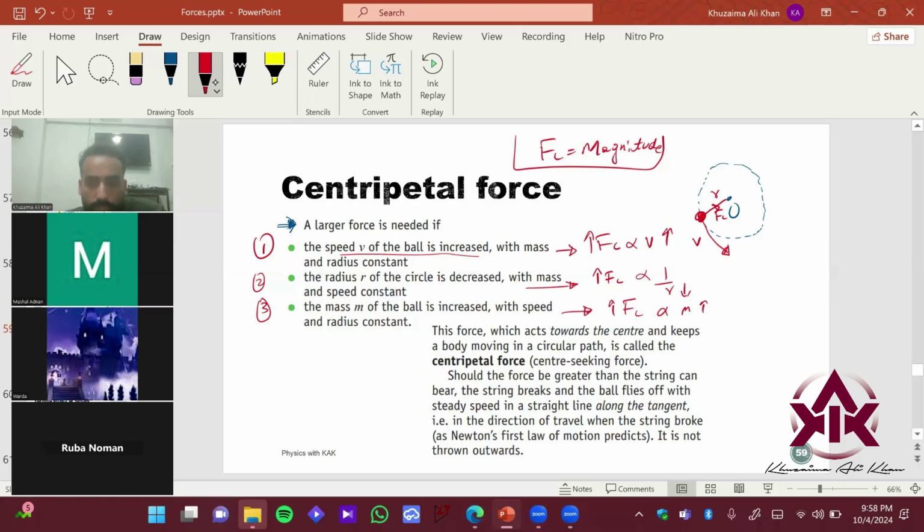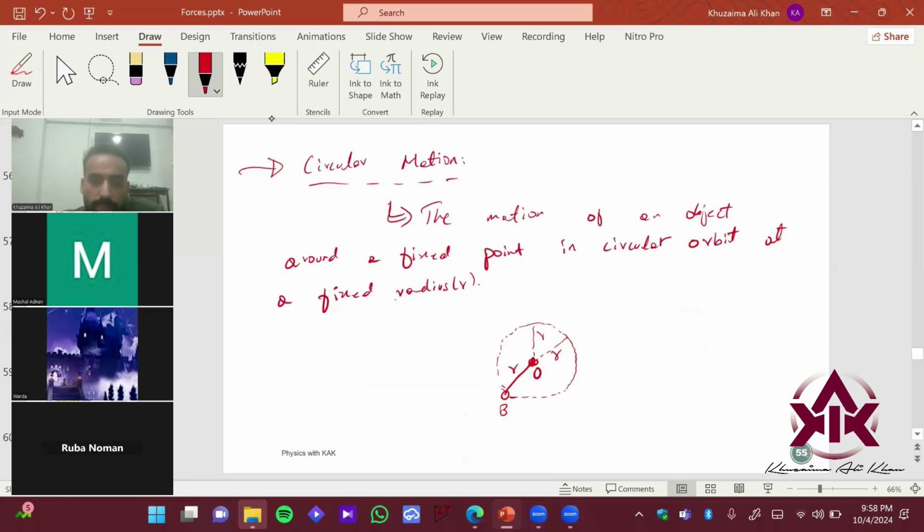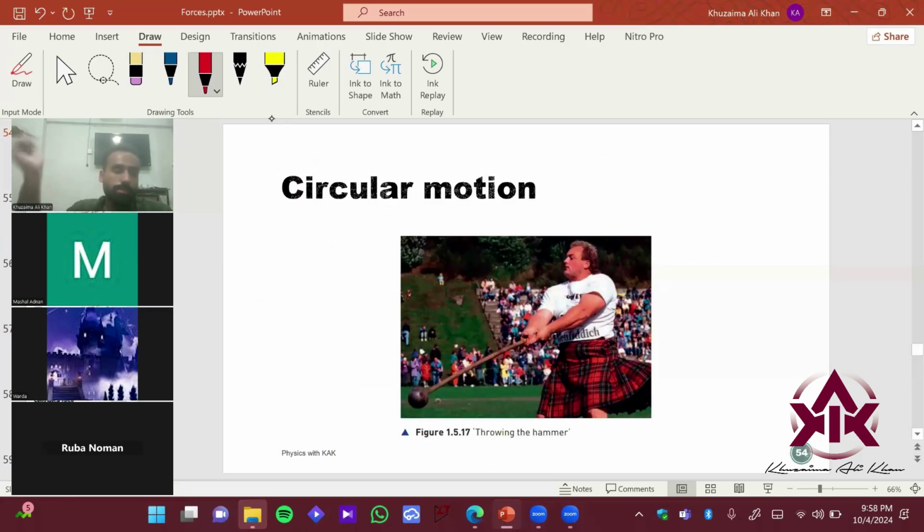So again, this is the definition of centripetal force. It is the force that acts towards the center and keeps the body moving in a circular motion. That is called centripetal force. Now let's say this thing breaks. Let's say the person is rotating the object in a circular motion. What if this particular rope breaks? What happens then?